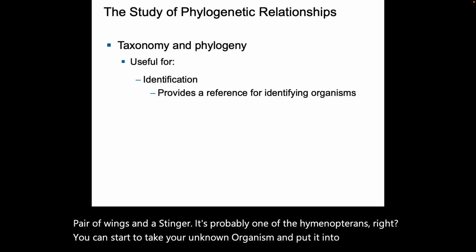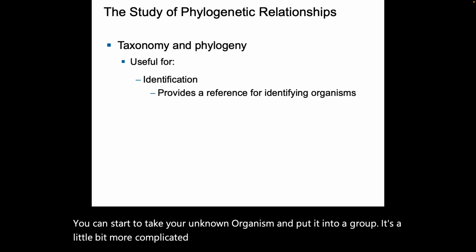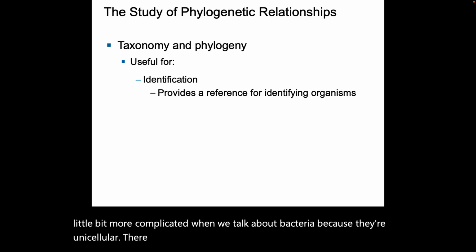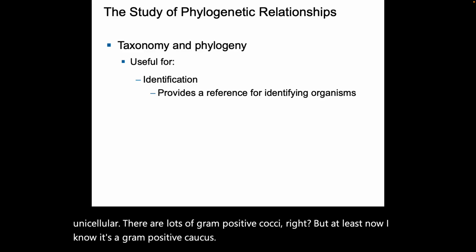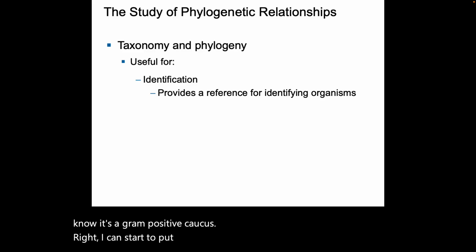It's a little bit more complicated when we talk about bacteria because they're unicellular. There are lots of gram-positive cocci, right? But at least now I know it's a gram-positive coccus, right? I can start to put it into the group where it belongs.